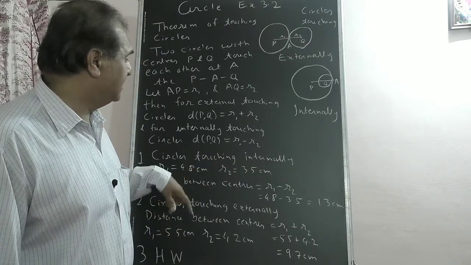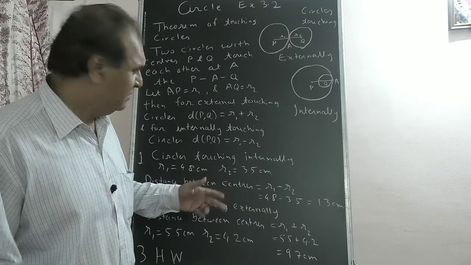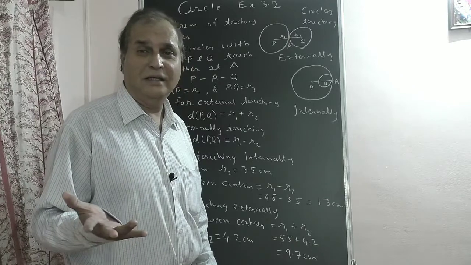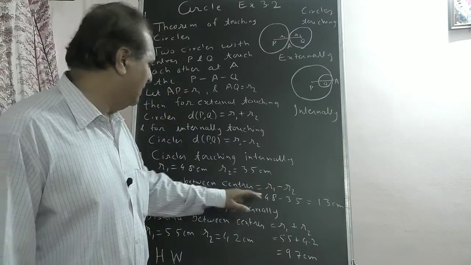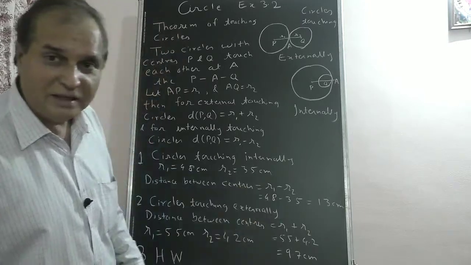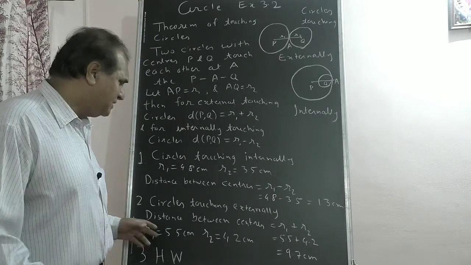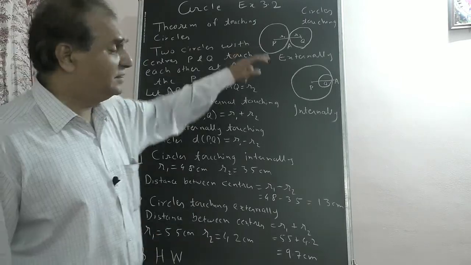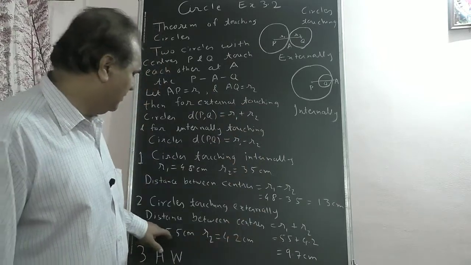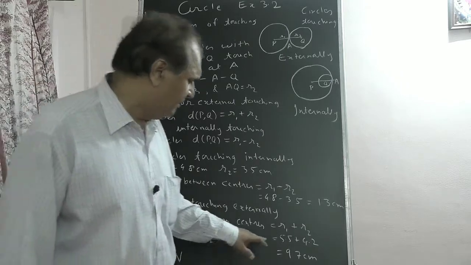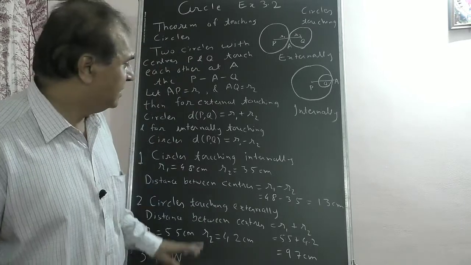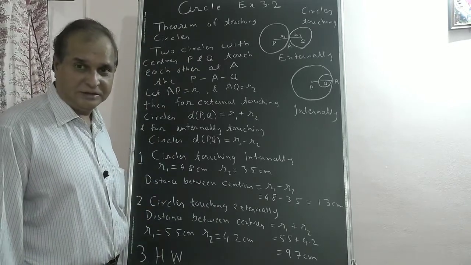First sum, circles touching internally. Given clearly, internally. R1 is 4.8, R2 is 3.5 centimeters. So easily a 1 mark sum. The distance between centers is asked. R1 minus R2, 4.8 minus 3.5, 1.3 centimeters. Simple. Second sum, circles touching externally. The distance between centers is the sum of radii, R1 plus R2. R1 is 5.5, R2 is 4.2 centimeters. 5.5 plus 4.2 is 9.7 centimeters. Simple. Understood? Any doubt, write in the comment box.